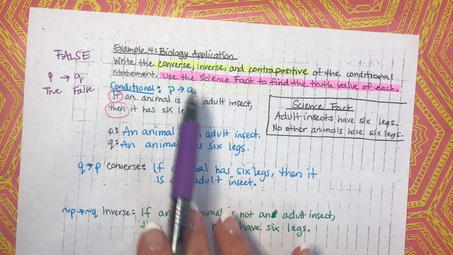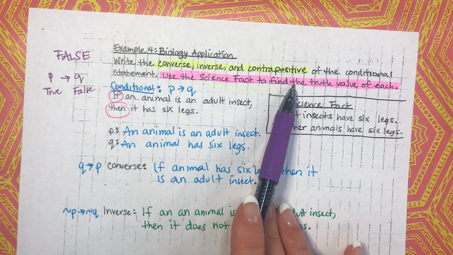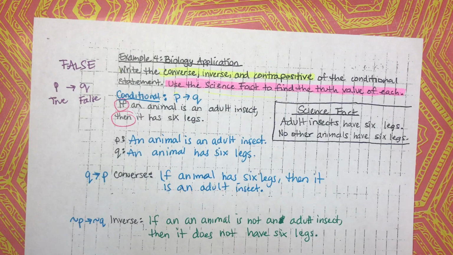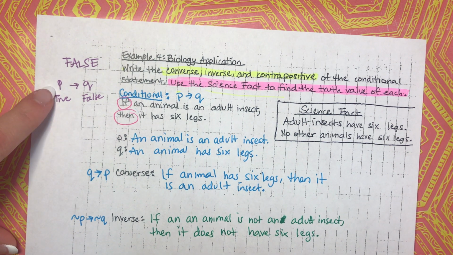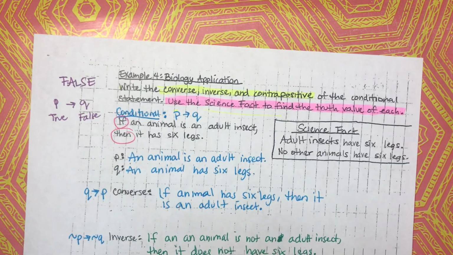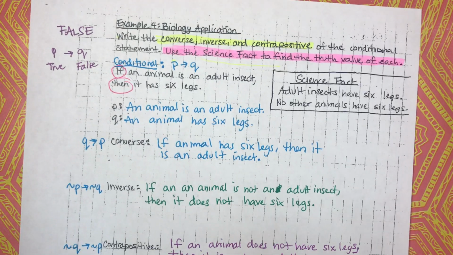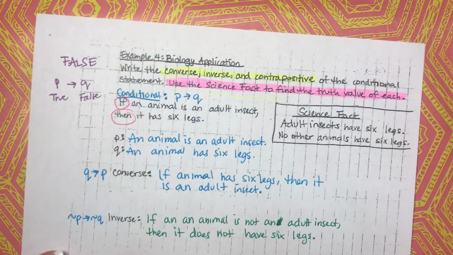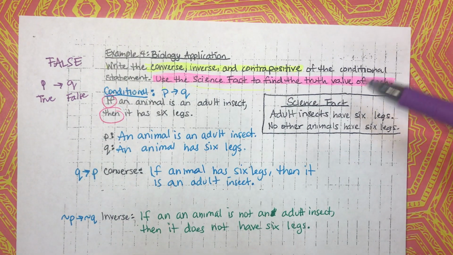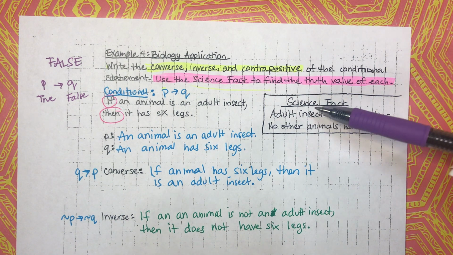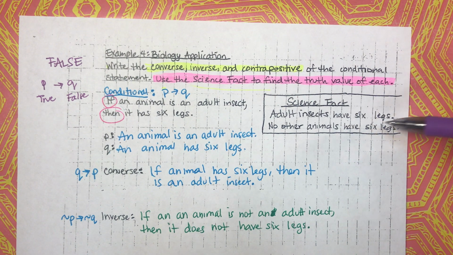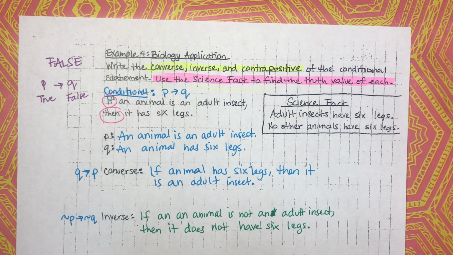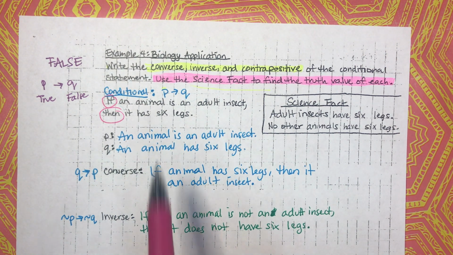But if we go up here, we're not done. Now we need to use the science fact to find the truth value of each. And remember, whenever we're talking about the truth value, the only time it's false is when the hypothesis is true and the conclusion is false. So we're going to go ahead and find the truth value of each. Let's first look at the science fact. It says adult insects have 6 legs. No other animals have 6 legs. Those are the 2 facts that they give us.